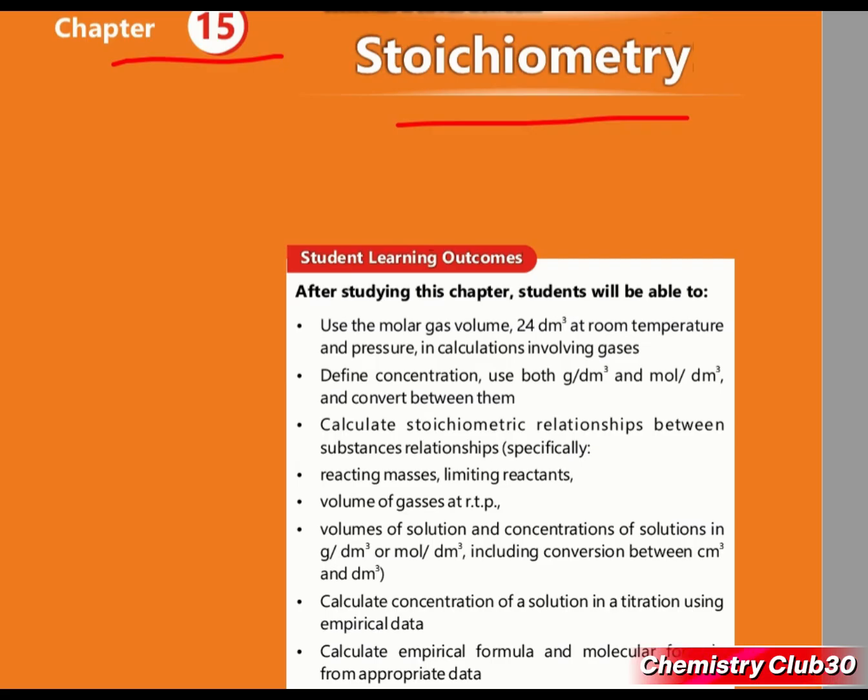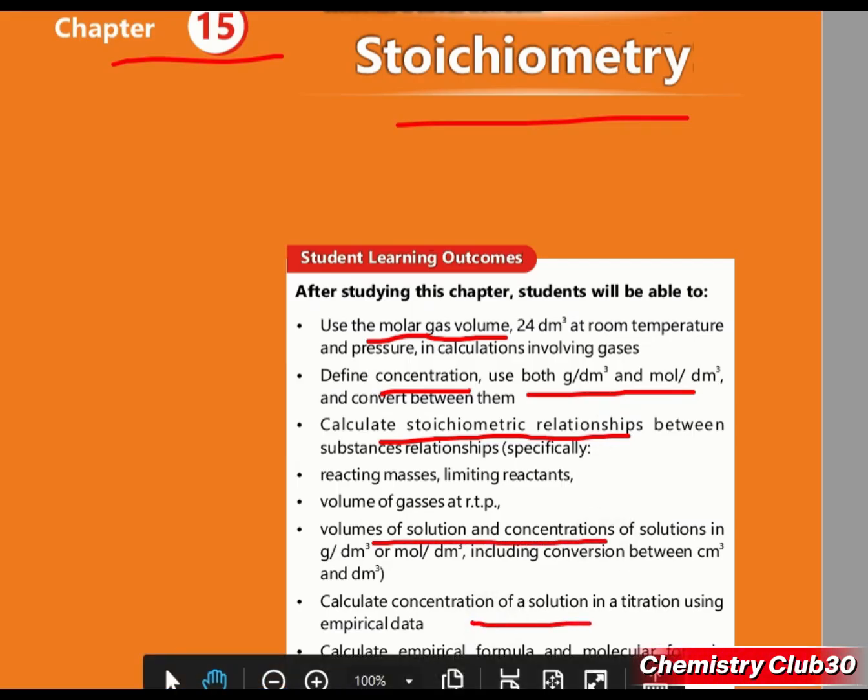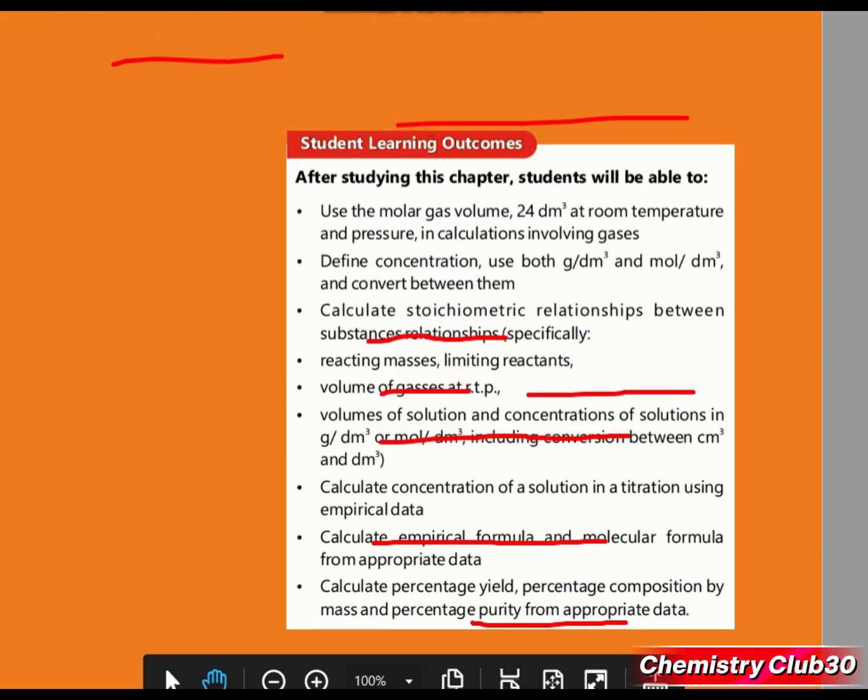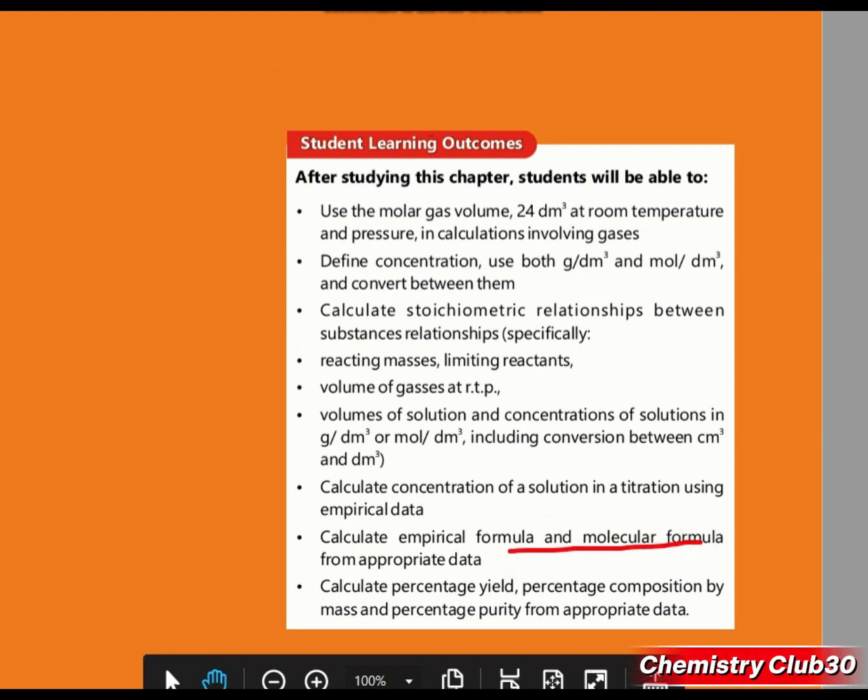In this chapter we will study the molar volume concept, concentration and its different units, stoichiometry calculations and different numericals that involve the volume and concentration of solutions using the titration method, empirical formula, molecular formula calculation, percentage yield, percentage composition, mass and percentage purity from the given data.